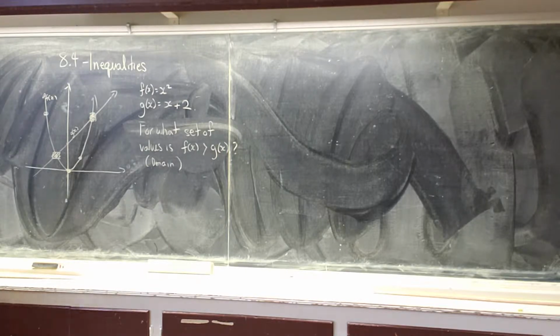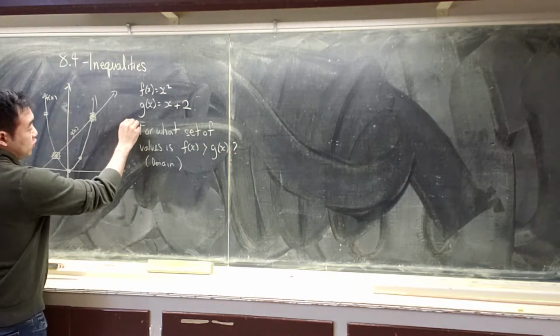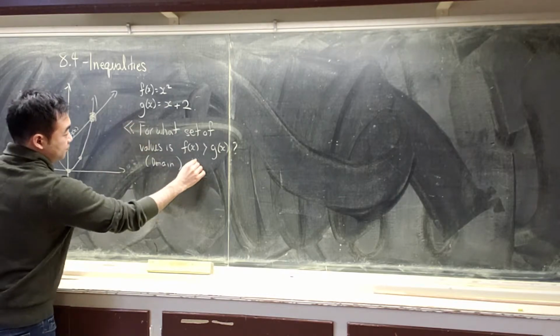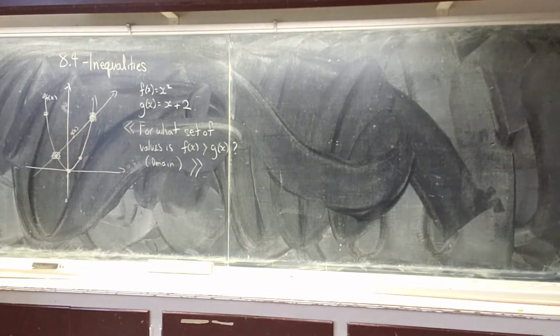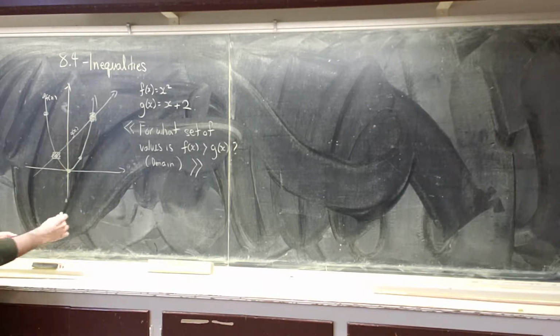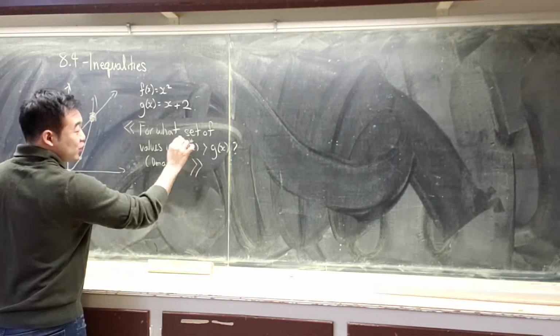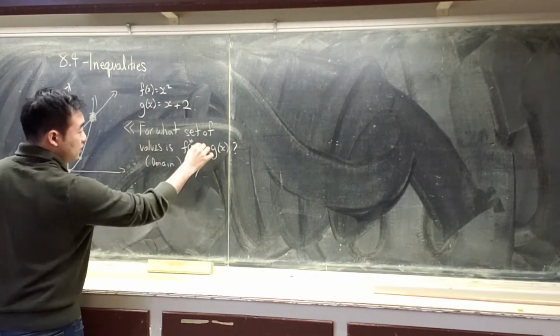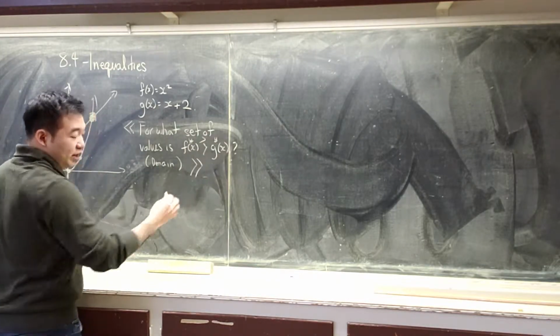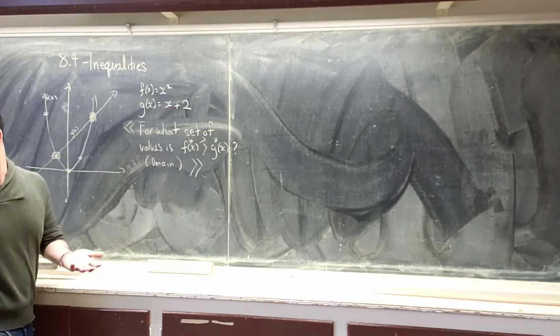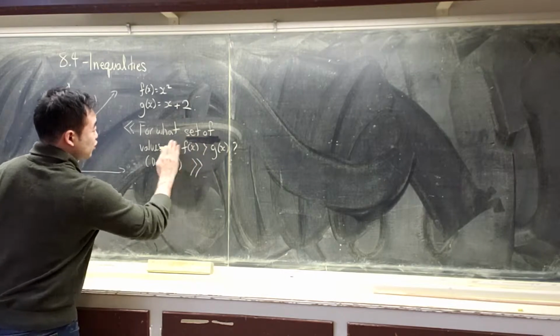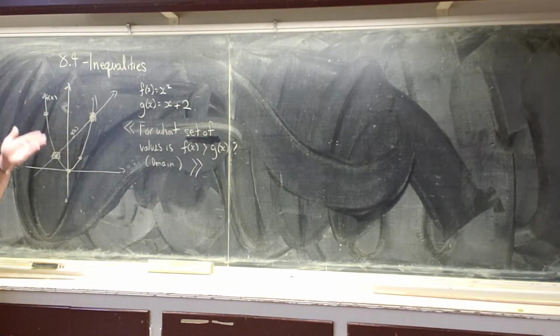Okay, let's get started. Visually speaking, my question for you is this: for what set of values is f of x greater than g of x? Long story short, for what sets of values is the y value of the f function greater than the y value of function g? In other words, visually, when is the parabola above the straight line?